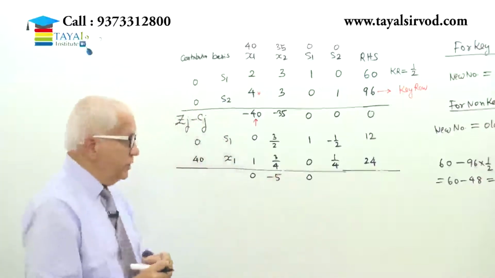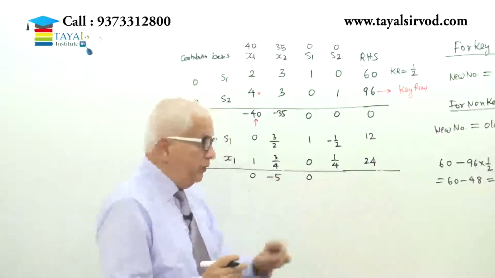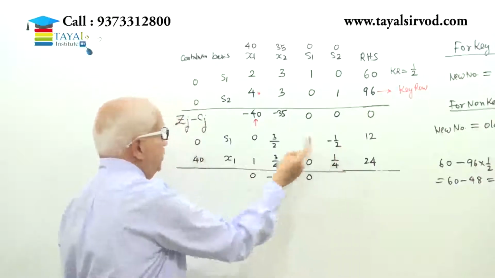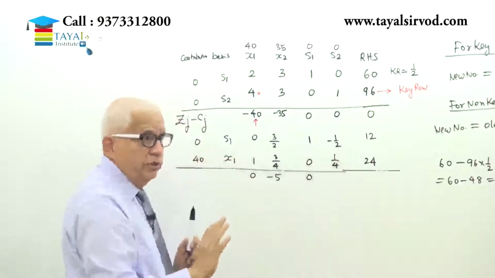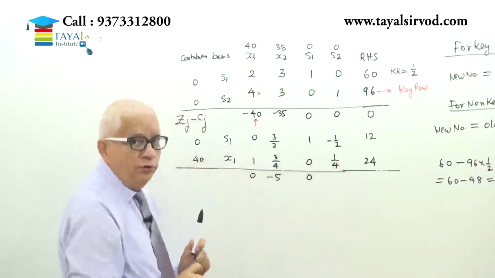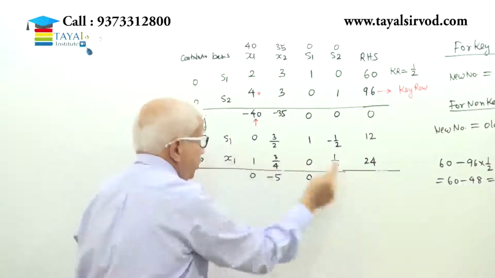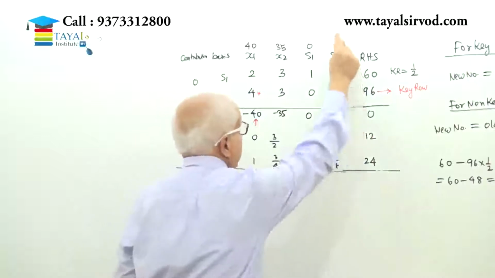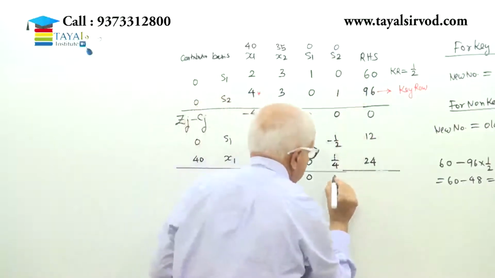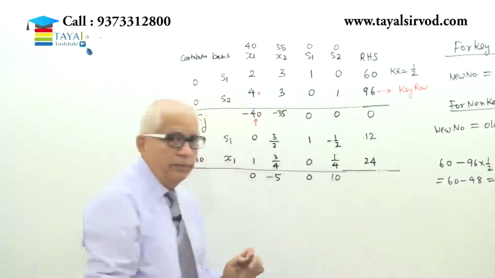Good. Next, two numbers are missing. I need to find out these numbers. Now this number, how is it calculated? Minus 1 by 2 into 0 is 0. 1 by 4 into 40. 1 by 4 into 40 is 10. So it is 0 plus 10 minus what is appearing at the top, which is 0. So 0 plus 10 minus 0 is 10.